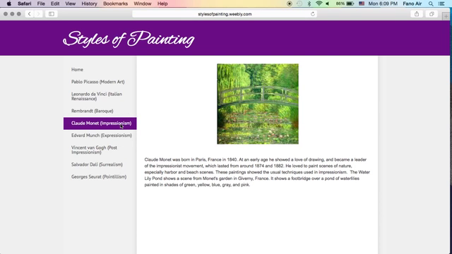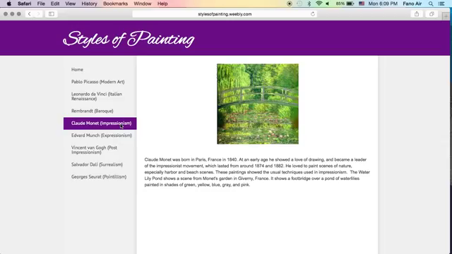So the next one is Claude Monet, which is my personal favorite. And so he was born in Paris, France, in 1840, and he really liked to draw from an early age, and so then he became a leader of the Impressionist movement, which was about 1874 to 1882. Sorry. He liked to paint nature, especially like harbors and beach scenes.